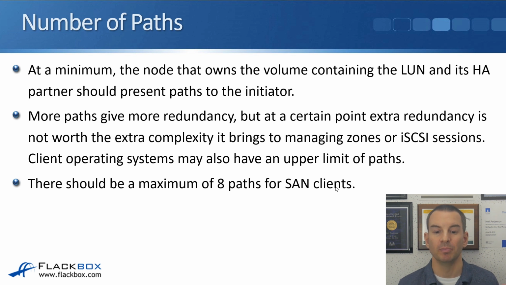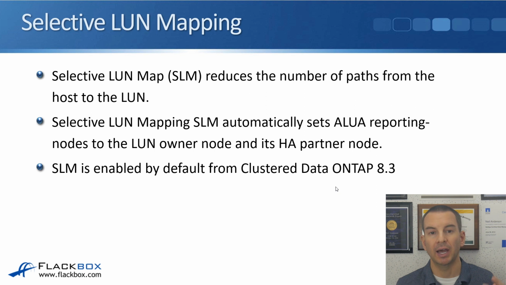Client operating systems may also have an upper limit of paths that they can support as well, so you don't want to report more than that to the host. Best practice is that there should be a maximum of 8 paths for SAN clients. And coming up later in this lecture, I'm going to show you an example topology, and we'll talk about the paths that are going to be reported and the paths that are actually going to be used.